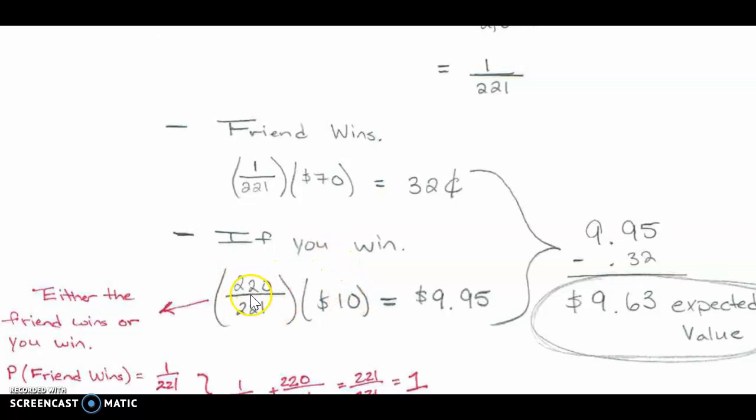But if you win, you only earn $10. So again, we take the probability times the value you would earn, and I come up with $9.95. Well, if he wins, 32 cents. If you win, $9.95. So together, I end up subtracting them because if he wins, you owe him 32 cents. If you win, he owes you technically $9.95. So I'm subtracting the two, and your expected value should be $9.63.